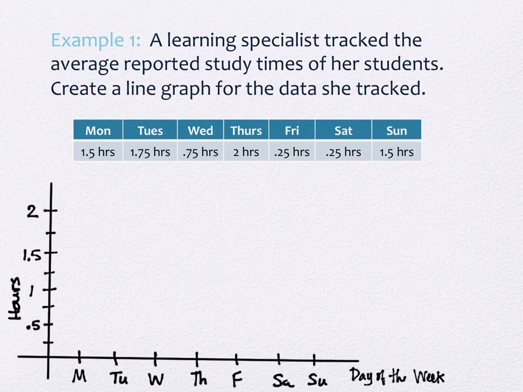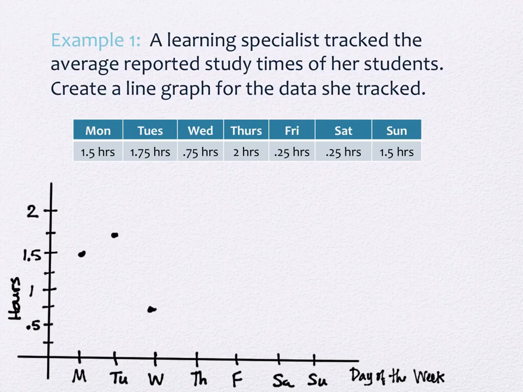So on Monday, we're just going to record a dot for every data value. The first one says on Monday, the person studies 1.5 hours. So there's this right here. On Tuesday, they study 1.75 hours, so we're right up here. On Wednesday, it's 0.75 hours, so we're down here. What happened on Wednesday that made that happen? I like to think it's church. We're going to go with that. Church happened, right? Thursday, 2 hours.